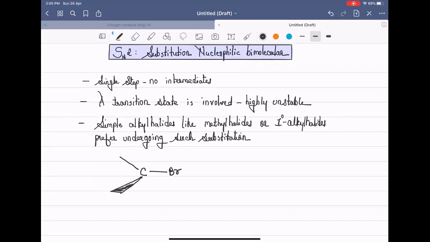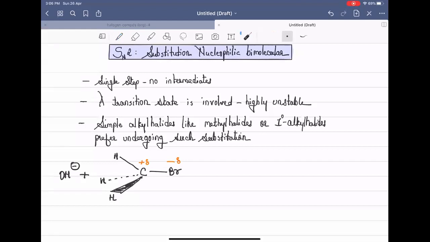This is the bond coming towards us, and this is going behind the plane of paper, right? So let us take up. This is hydrogen, this is hydrogen, this is hydrogen. And you have the incoming nucleophile OH. Now, this carbon is partially positive, and the best possible way for OH to reach that positive carbon is to pass through this cavity between the three hydrogens.